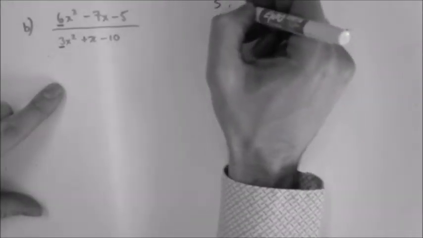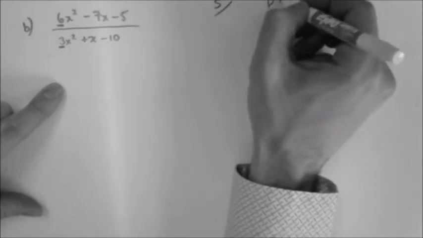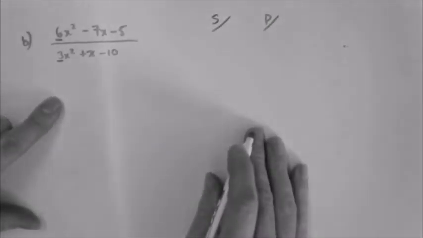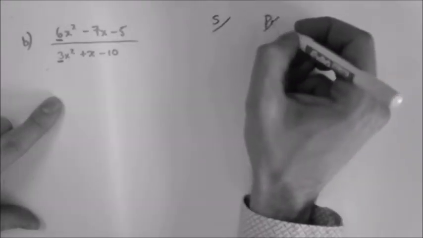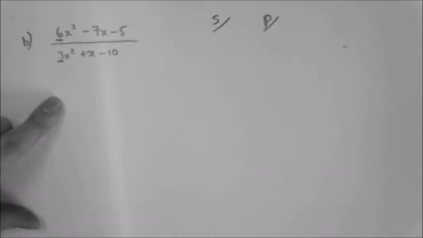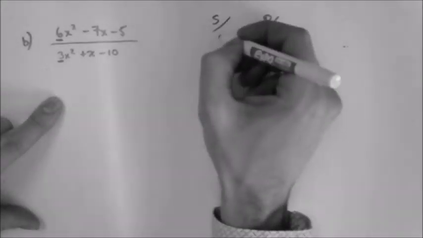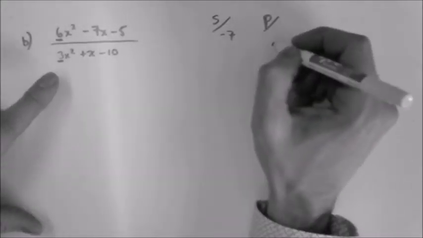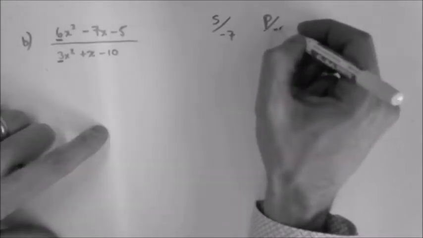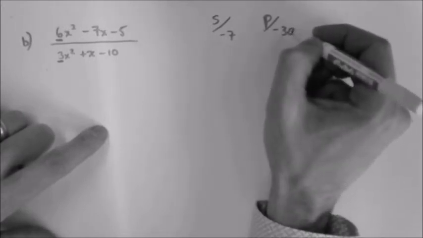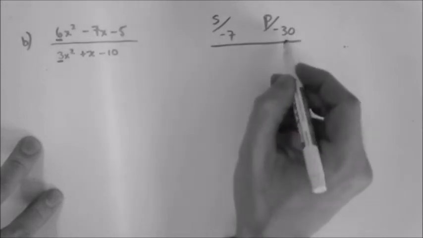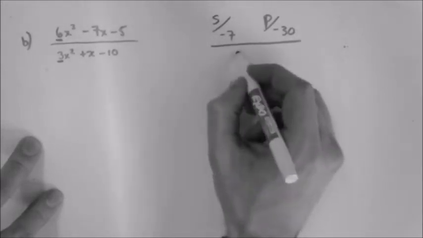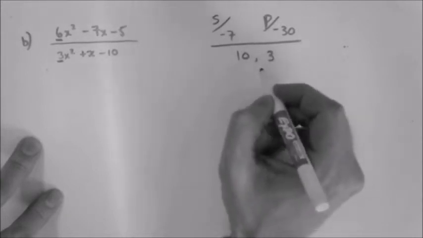We're still using sum and product, but this time it's not going to go straight into our factors. It's just going to split the middle term, which is actually what it does when a is 1, but we skip that step. So we have a sum of negative 7, and a product of a times c, which is negative 30. Now we're looking for two numbers that will multiply to negative 30 and add to negative 7. The values are 10 and 3.